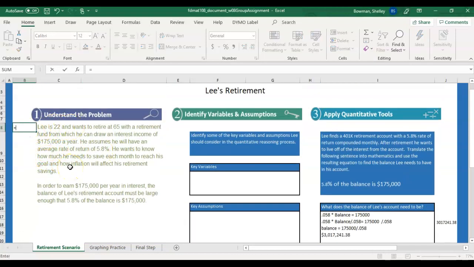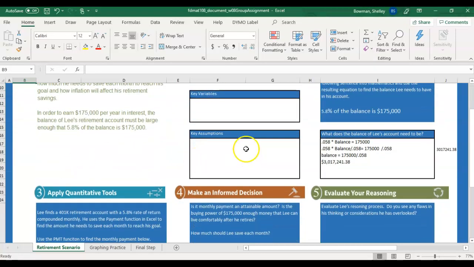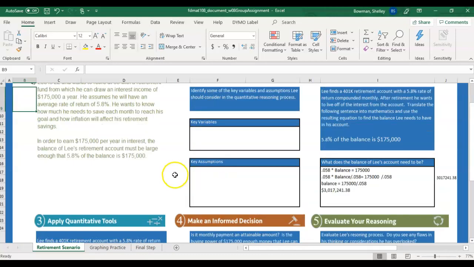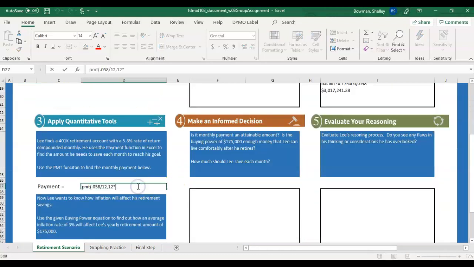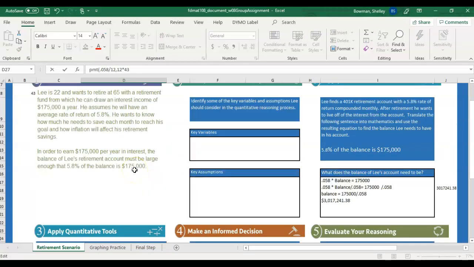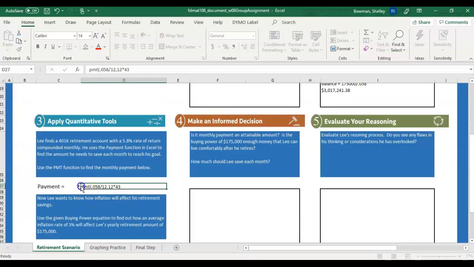I can do that over here really quickly and do 65 minus, he is 22 right now, which means I have 43 years for him before he retires. And that's another key assumption as well, just as a hint. So we're going to come back in here and we are going to type in 43, and then we can continue. Sorry, just double checking I put that in right. Then put my equal sign back in there. Okay, so 12 months for 43 years. 43 years, 12 months for each of those 43 years.